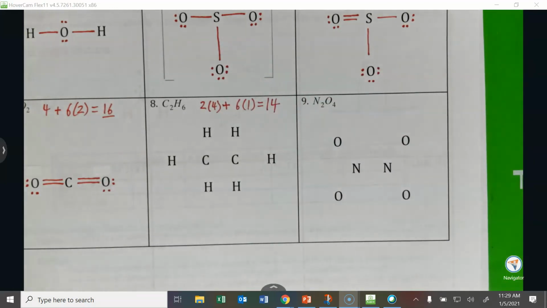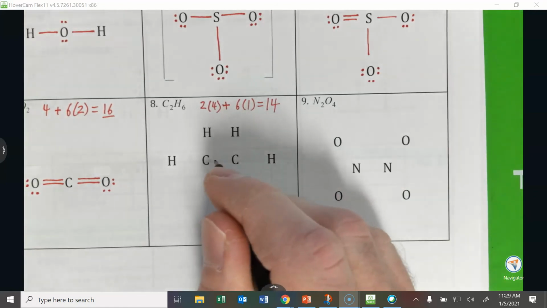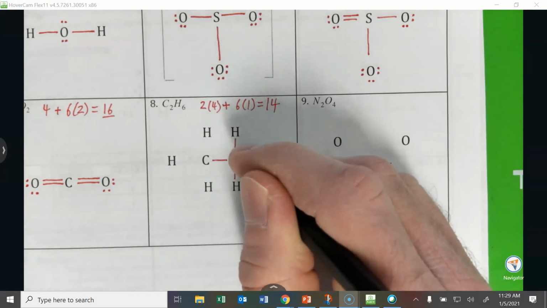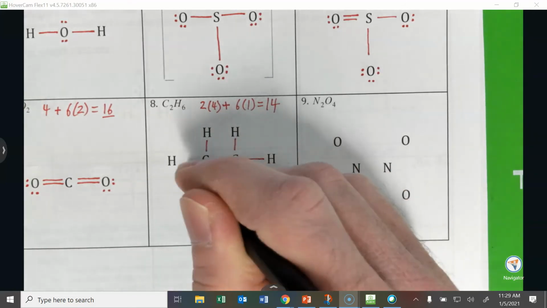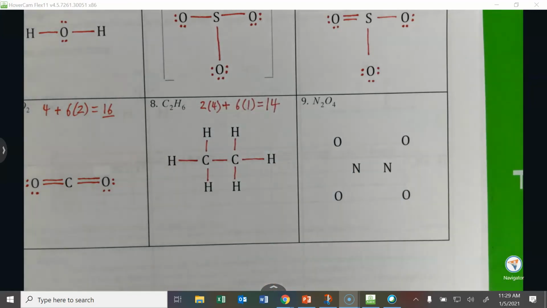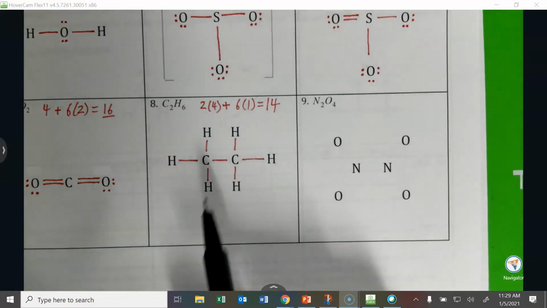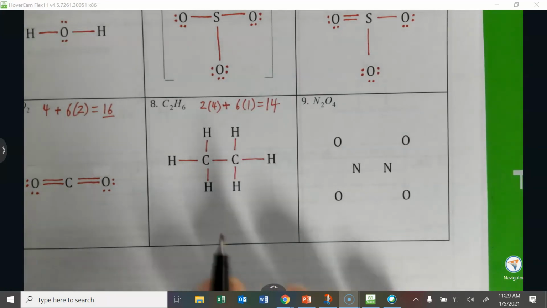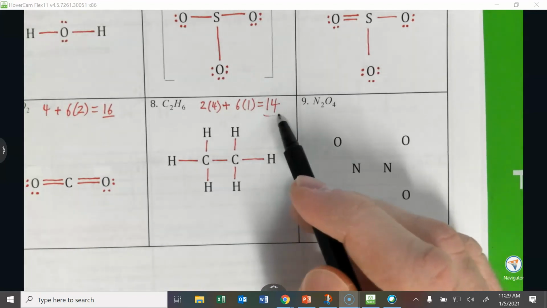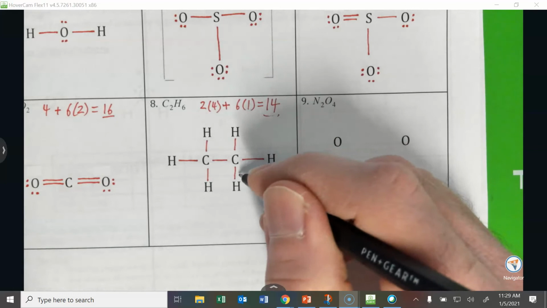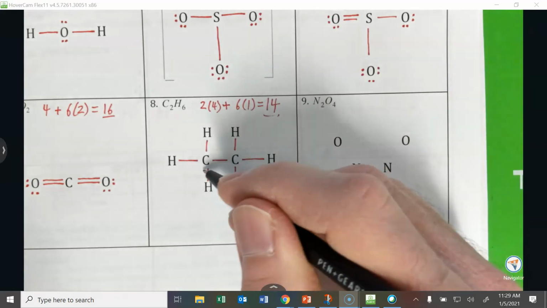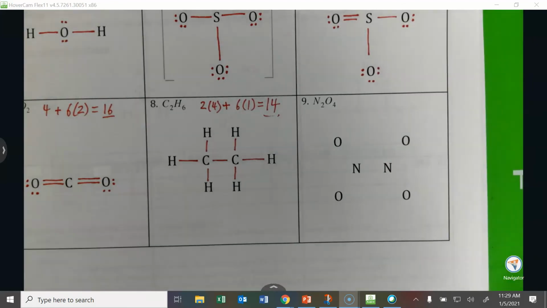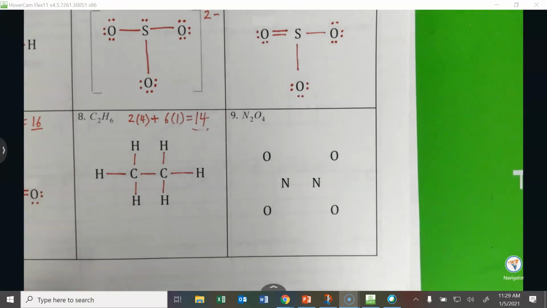Now let's go ahead and connect each of these atoms and count as we go. So we have 2, 4, 6, 8, 10, 12, 14. Each hydrogen is connected to one of the carbons, and the 2 carbons are connected together. We used all of our electrons up. Now each hydrogen wants 2, and it's got 2. And each carbon wants 8, and it's got 8. So we're done.